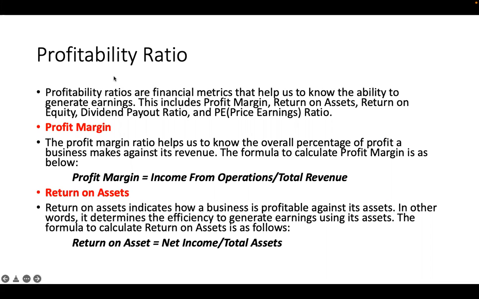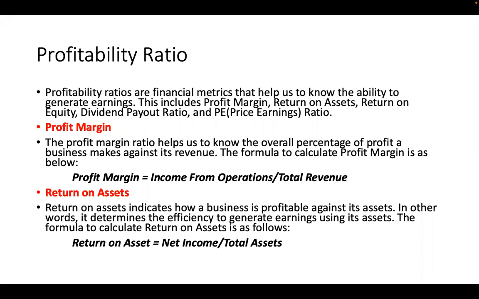Yeah. So income from operations, if we keep it on top and divide by the total revenue generated by the company, then we get the profit margin. And the second type of ratio is the return on assets. Return on assets indicates how profitable a business is against its assets. So in profit margin, we are comparing it against the revenue, but in return on assets, we are comparing it against the assets of the company.